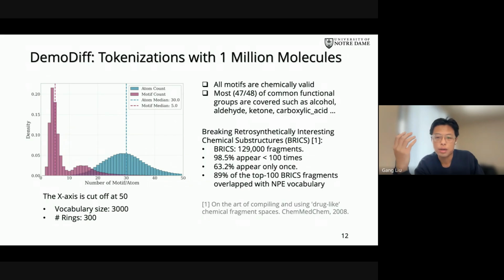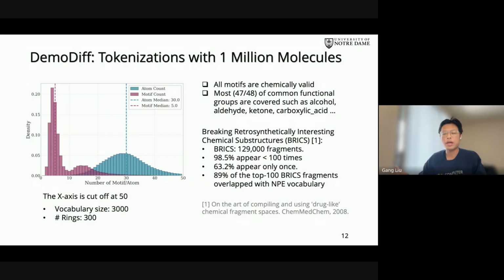To compare our motif vocabulary with existing heuristic methods like breaking retrosynthetically interesting chemical substructures, or BRICS, we also apply this algorithm to the same pre-training dataset. This algorithm gives us more than 120,000 fragments. But we found that 98% of them appear only 100 times. Remember that we have more than 1 million molecules. And around 60% of these fragments only appear once.